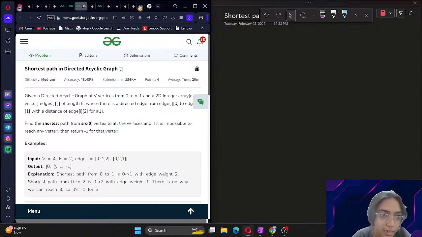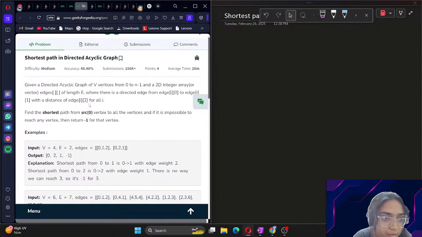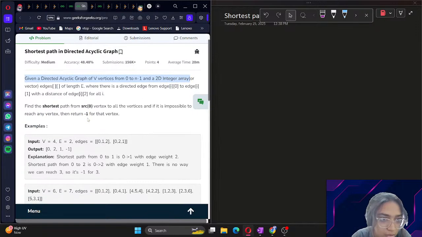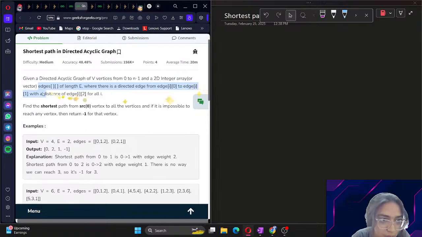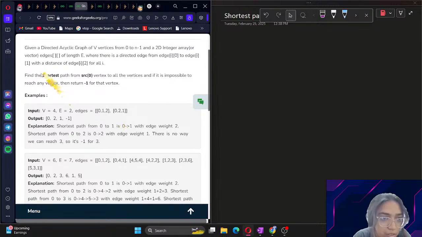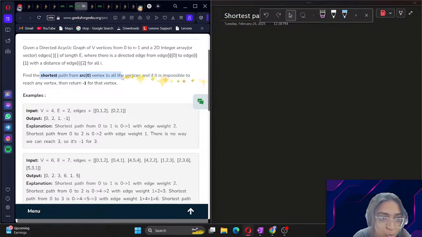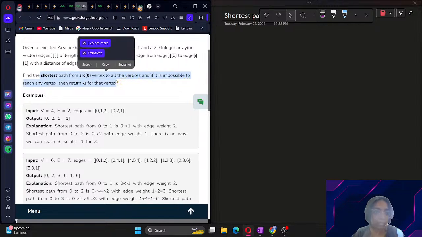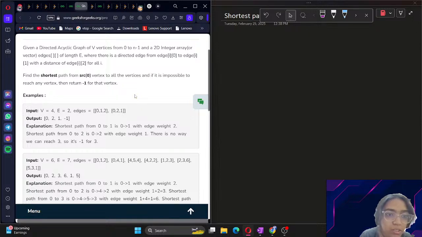Shortest path in a directed acyclic graph. Given a directed acyclic graph of v vertices from 0 to n minus 1 and a 2D integer array of edges of length e, where there is a direct edge from u to v with a given distance. Find the shortest path from the source vertex to all the vertices, and if it's impossible to reach a vertex, then return -1 for that vertex.